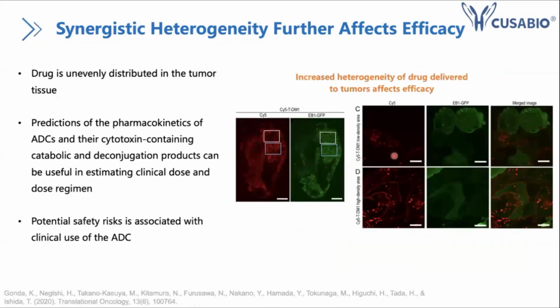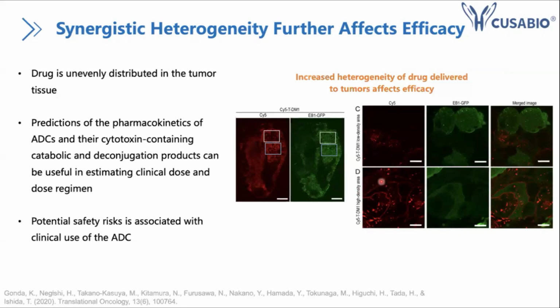So the drug is unevenly distributed in the tumor tissues. Then when we combine this with the heterogeneous nature of the ADC drugs, things get even more complicated. The heterogeneity becomes like an add-on. So it's synergistic heterogeneity. And I have a result from the literature showing this.